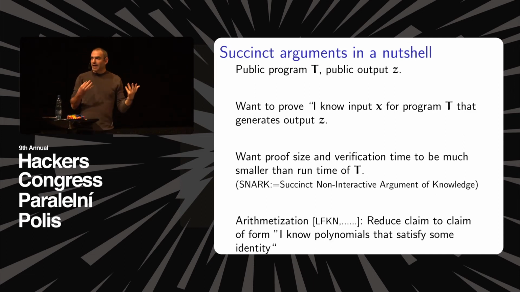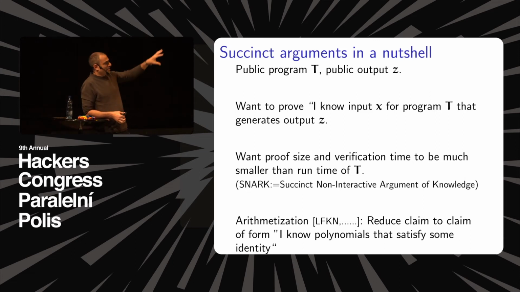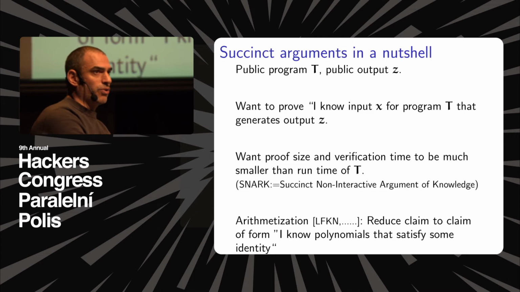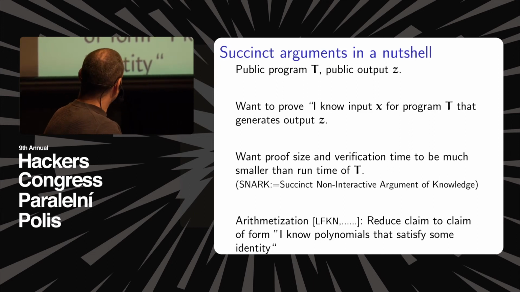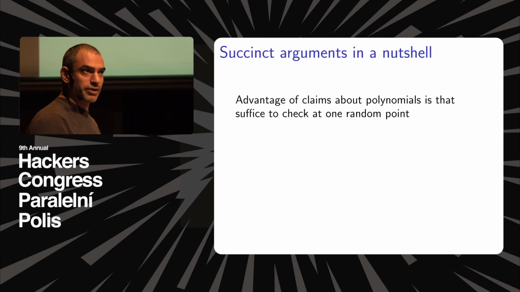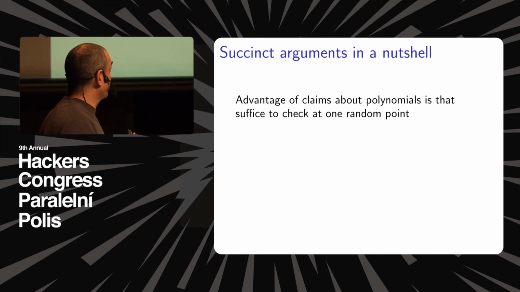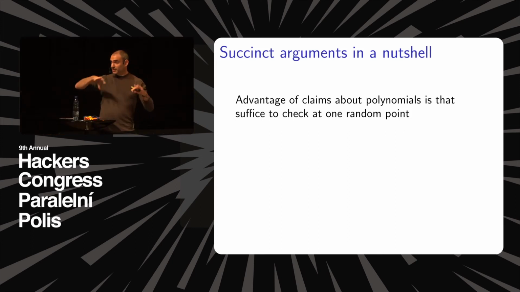And so how do these proofs work? They all work using this idea of arithmetization. What that means is the claim I want to prove, like I know input X for program T, I reduce it to some claim about polynomials. I reduce it to a claim of the form, I know a set of polynomials that satisfy some polynomial identity. And when we're talking about succinct proofs, why do we like polynomials so much? It's because of the Schwarz-Zippel lemma, which tells us that if a polynomial identity of low-degree polynomials doesn't hold identically, then it won't hold at a random point. So it's enough to check the identity at a random point.